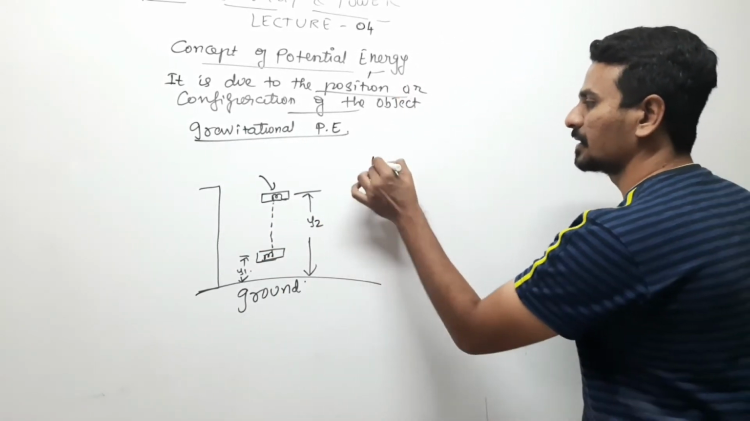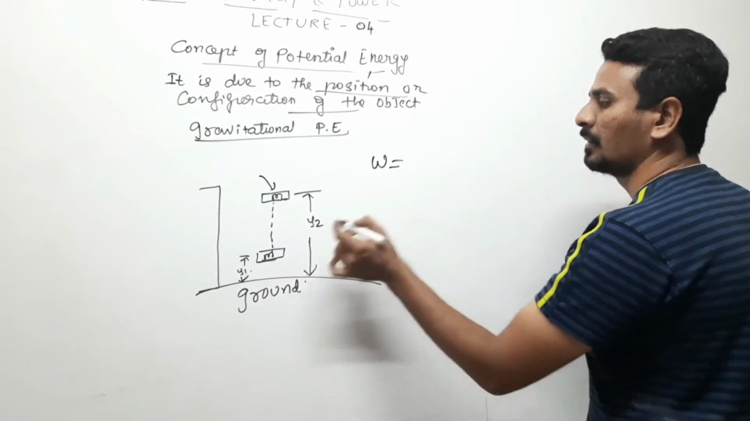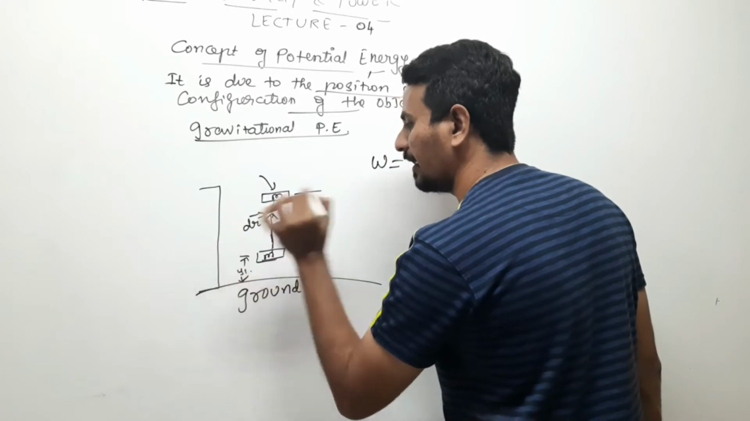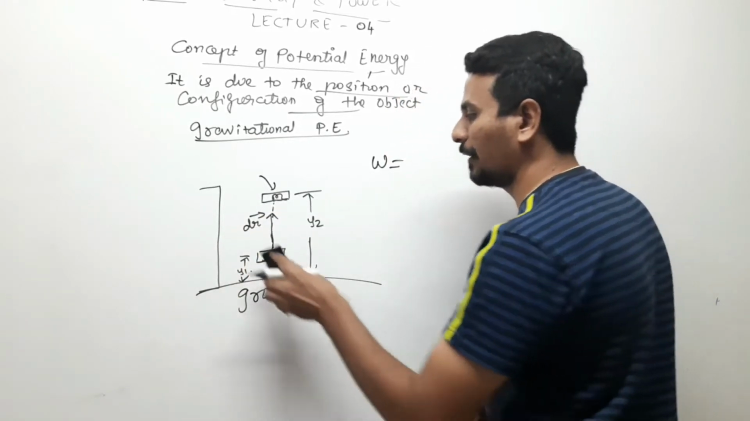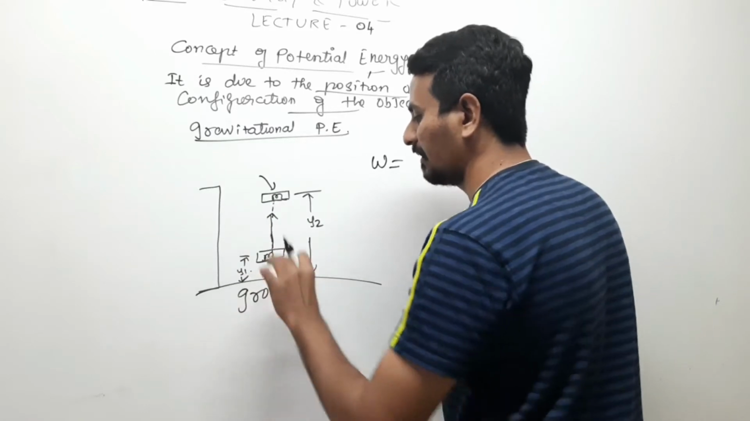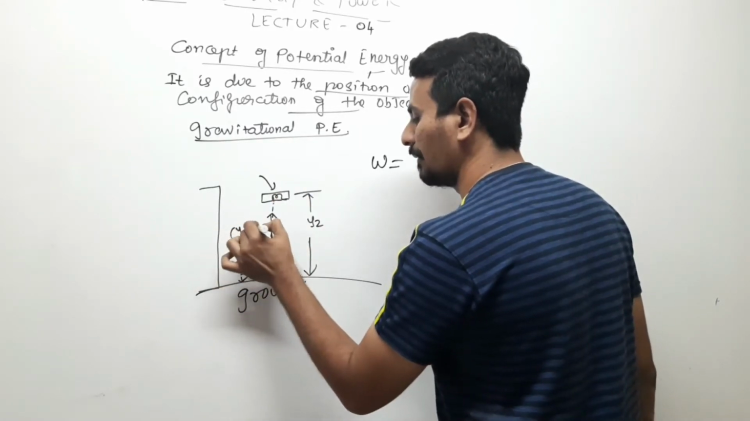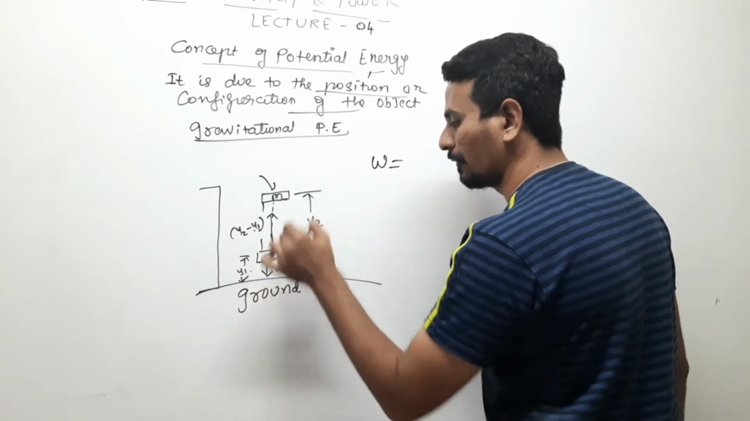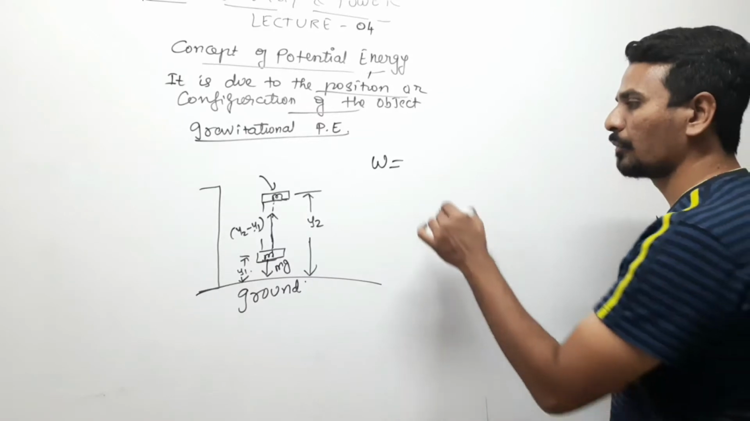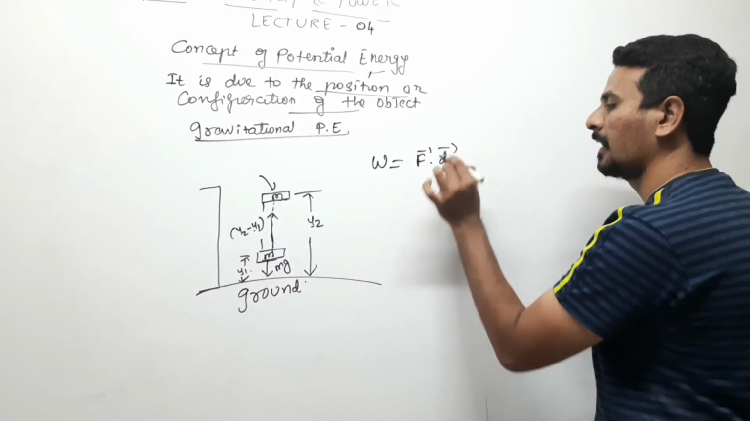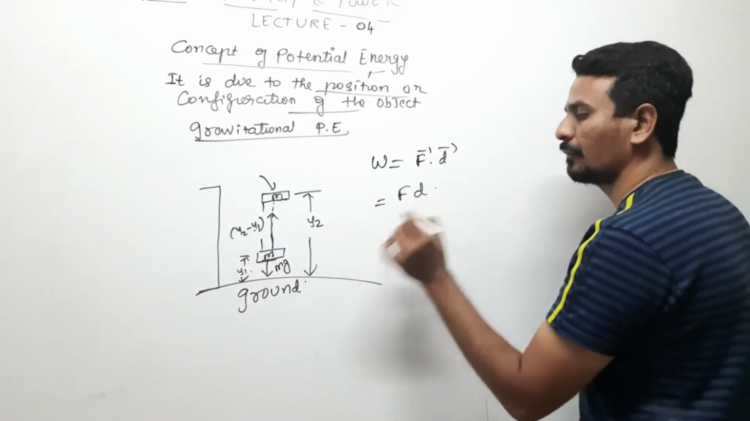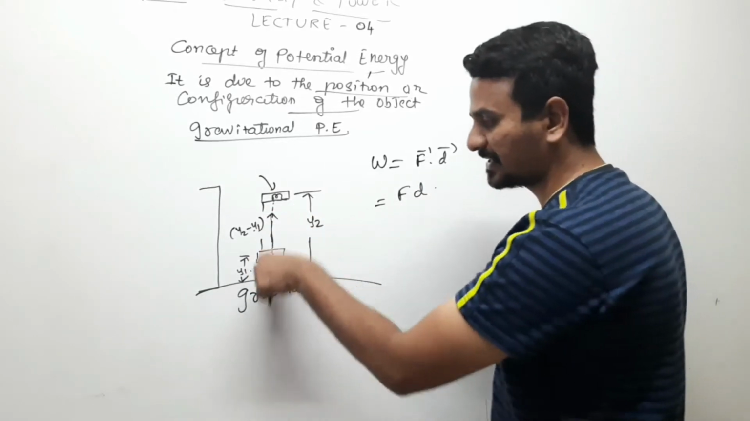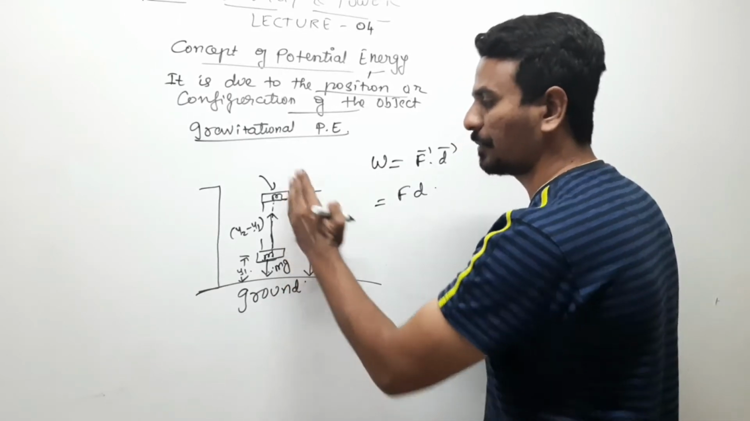Work done equals, you are taking the body in the upward direction, so displacement is in the upward direction. Let us say the displacement is y2 minus y1. This is y1, this is y2, so this is y2 minus y1. This is the displacement in the upward direction. mg is the force, which is in the downward direction. Now, what is work done? F dot d. What is the angle between force and displacement in this case? 180 degrees, because mg is acting in the downward direction and the displacement of the block is in the upward direction.